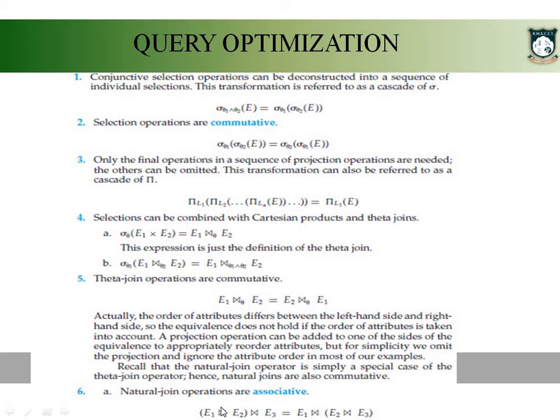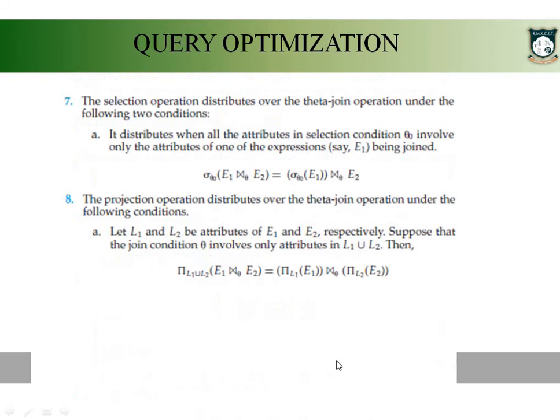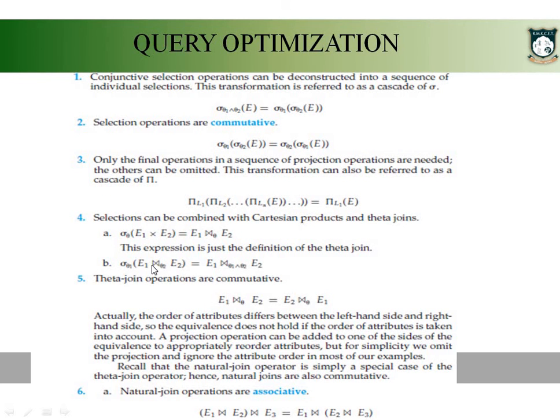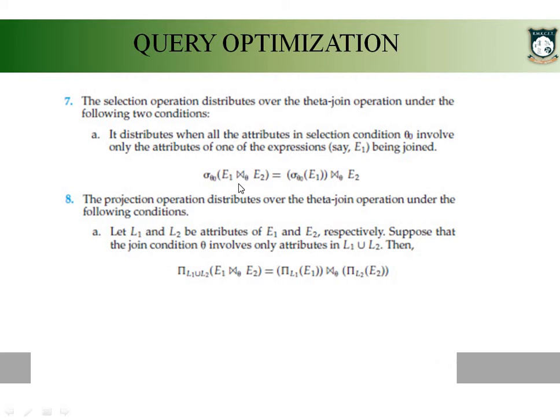Okay, then you have a rule that natural join operations are associative. So it means that E1 and E2, then natural join with E3. Instead of that, E2, E3 first, then you can perform natural join with E1. So it is associative. Okay, this is what we already discussed, right? Here itself we have discussed. So instead of performing theta join first, then performing selection operation, first perform the selection operation, then perform theta join with another one.